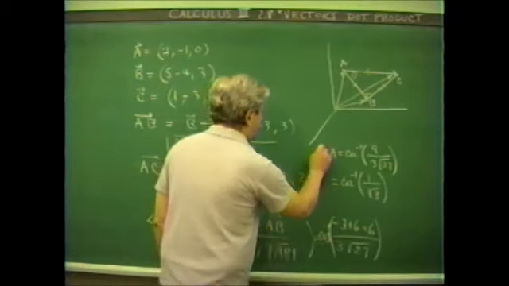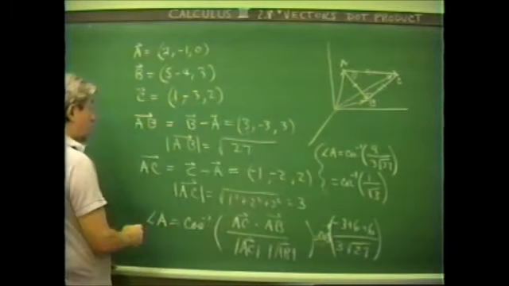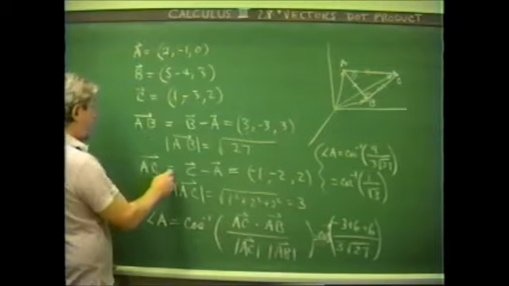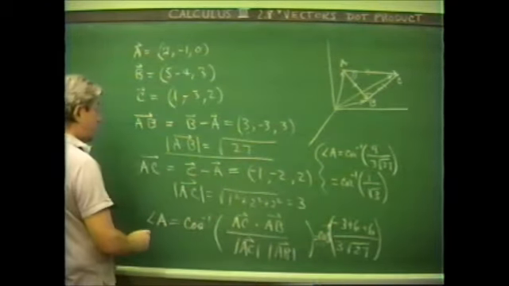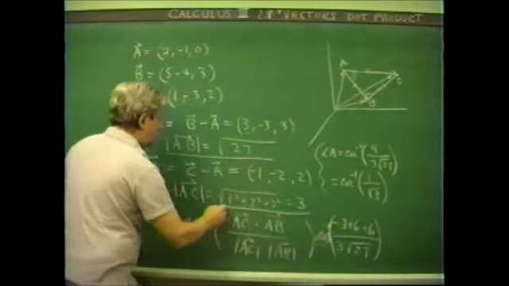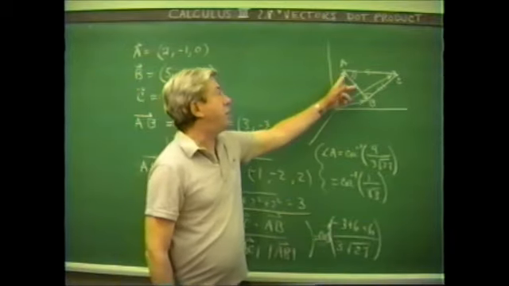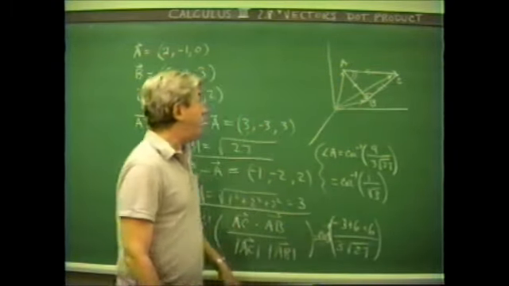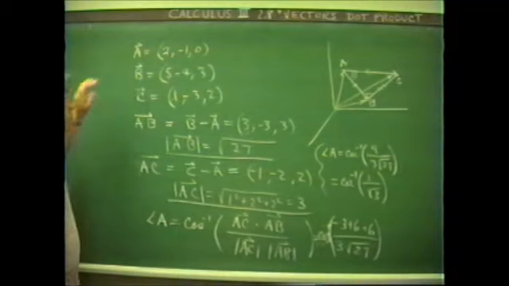So this gives you then the angle at A. Here's the magnitude of AB, and here's the magnitude of AC. And clearly you could do the rest of this. You could find all the angles and sides of this triangle if you knew the points where the vertices are.